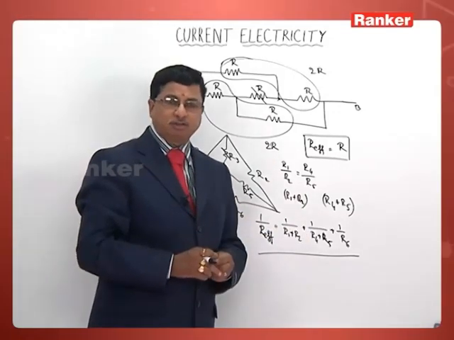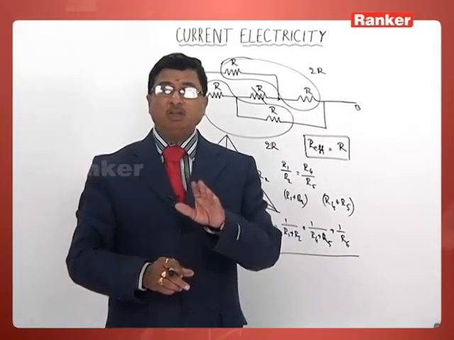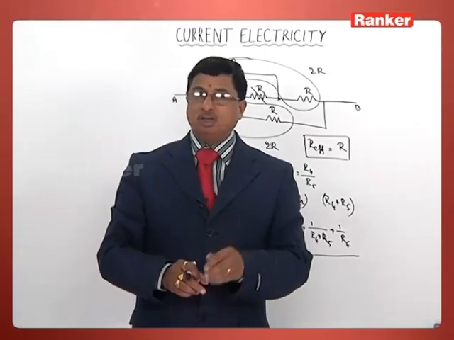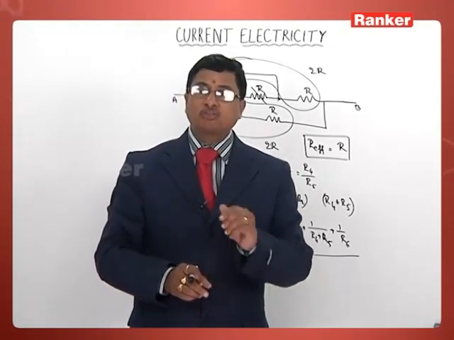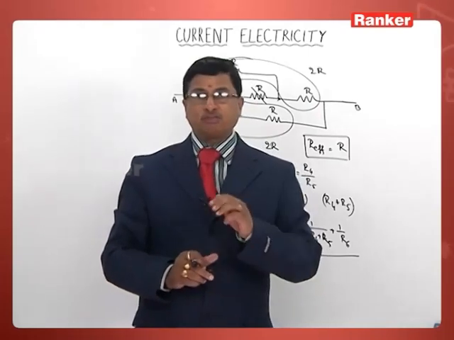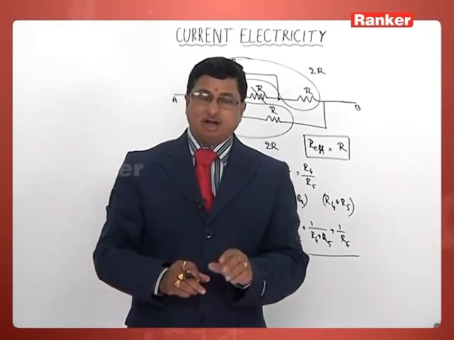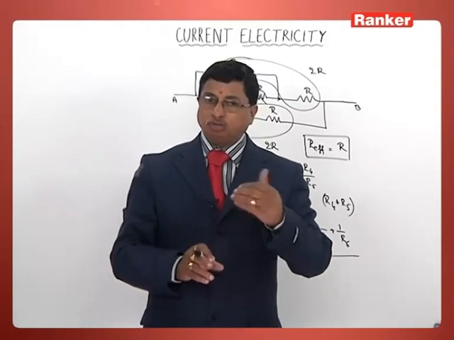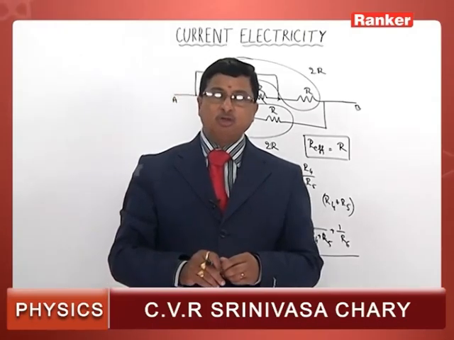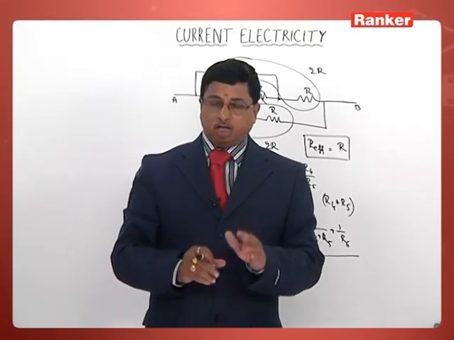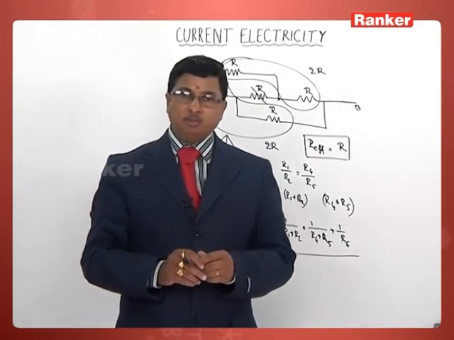But in some cases, that particular circuit looks like a Wheatstone bridge, but it will not be a Wheatstone bridge. That means it will not directly obey the condition for a Wheatstone bridge, which is called the balancing condition. In such cases, one should apply Kirchhoff's laws and solve the circuit as such. So those problems also one should be careful enough, and those applications also one should be thorough enough. Then only the application of Kirchhoff's law can be worked out easily in the final examination.